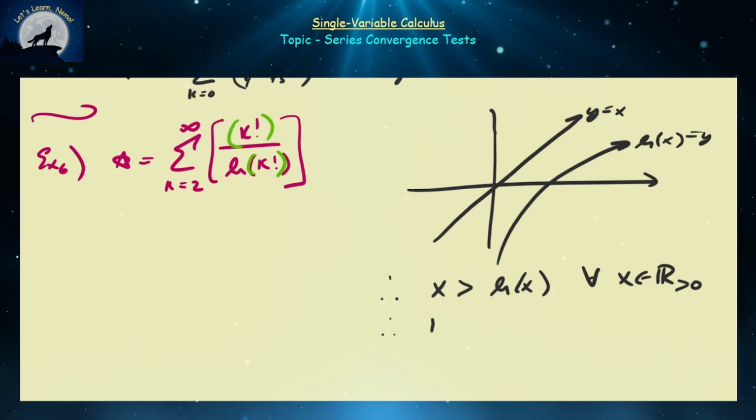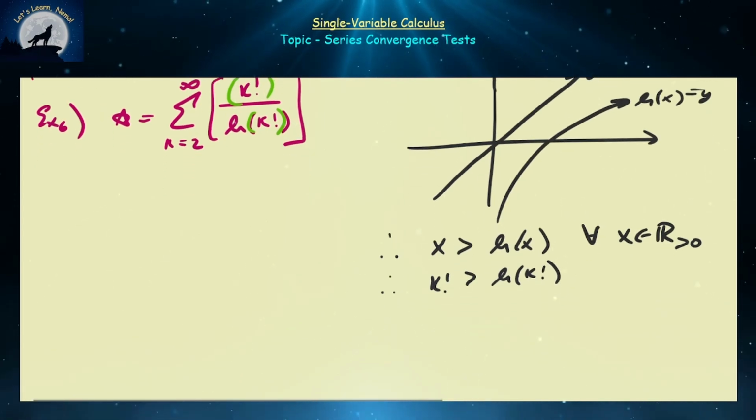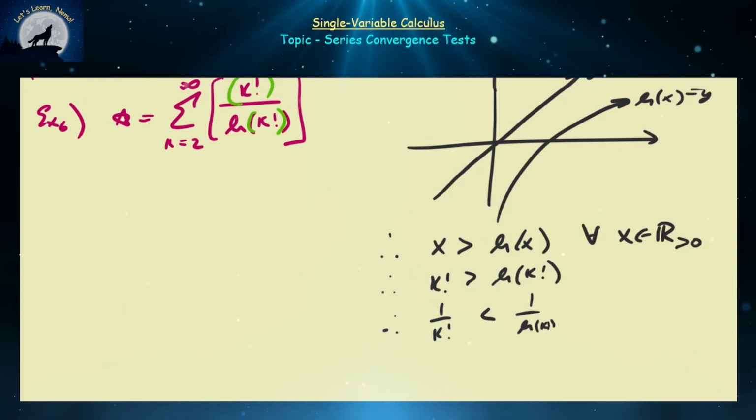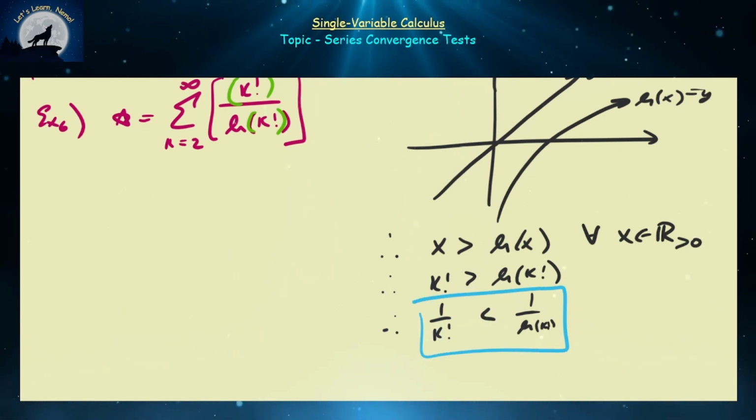So that means k factorial must be greater than the natural log of k factorial, because k factorial, where k is a natural number ranging from 2 to infinity, is a real number too. So if I look at these particular things and reciprocate, so if I have 1 over k factorial and 1 over the natural log of k factorial, keep in mind that the inequality will reverse, and we're going to have this particular inequality, which is going to be useful for us, because notice that the natural log of k factorial is on the bottom of our series.